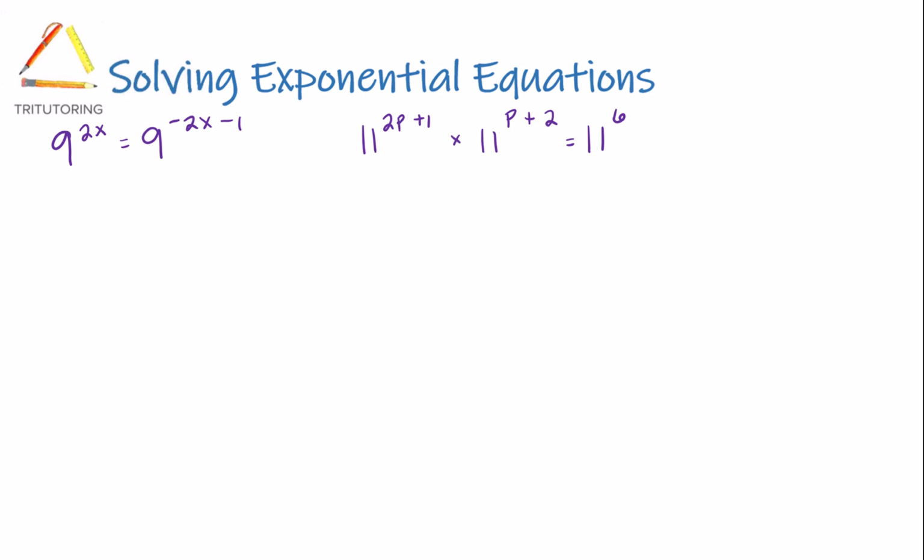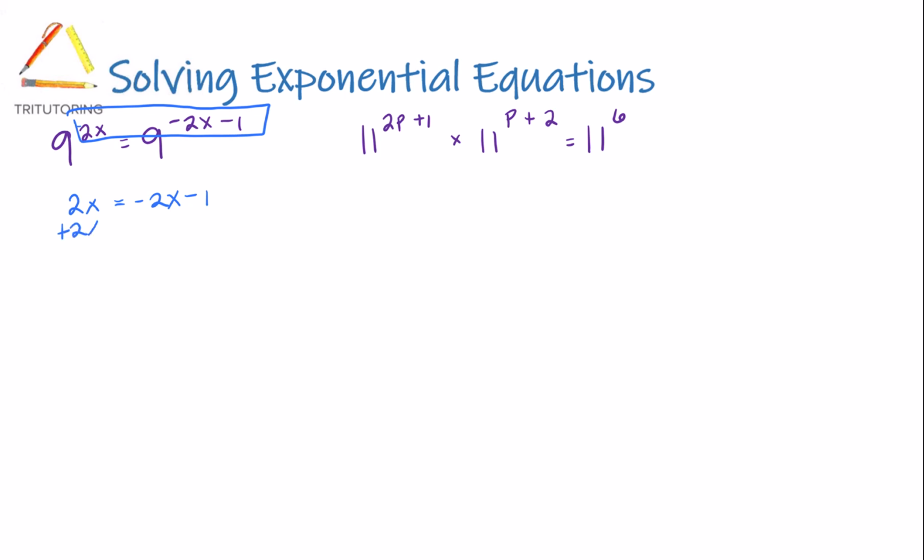So on the first one, I have 9 to the 2x equals 9 to the negative 2x minus 1. The only way that those 9s can be equal is if those exponents are equal. So because I have the same base on both sides, I can actually just take my exponents and let those be equal to each other. So I take 2x equals negative 2x minus 1, and now I solve.